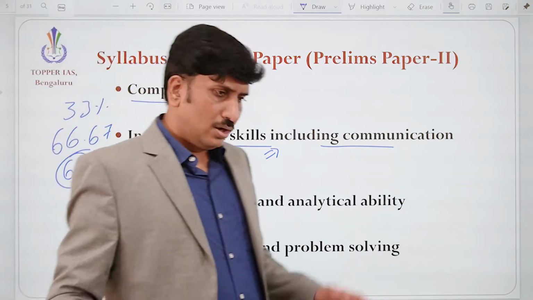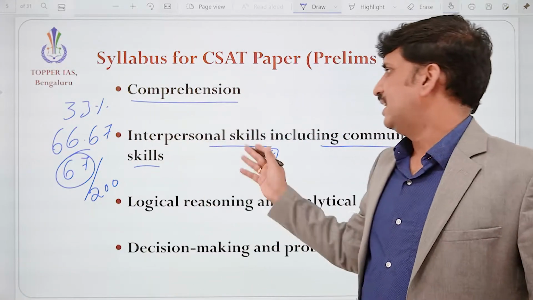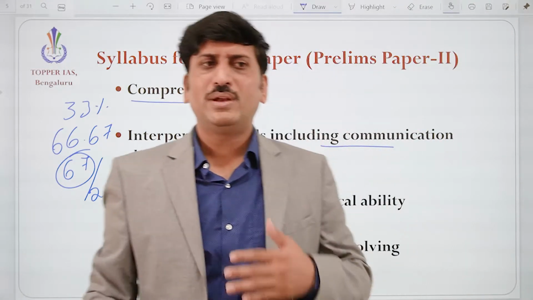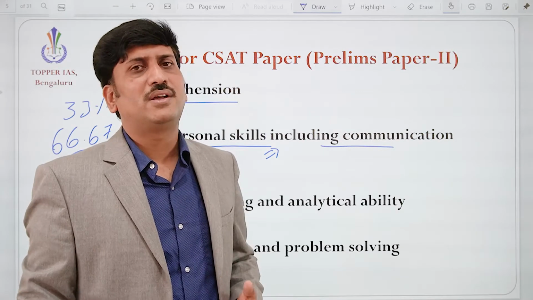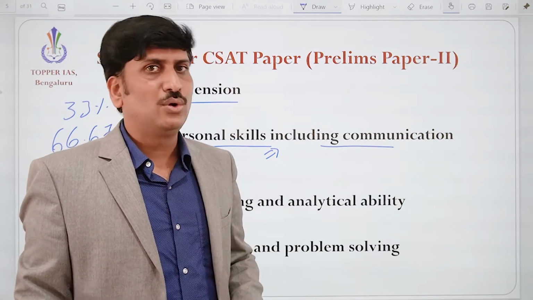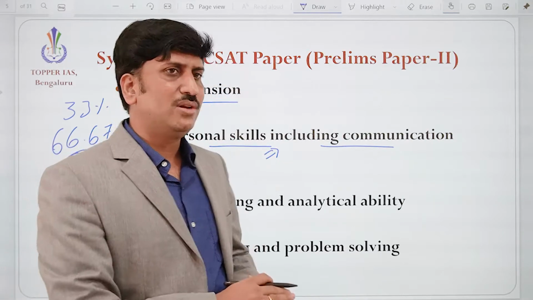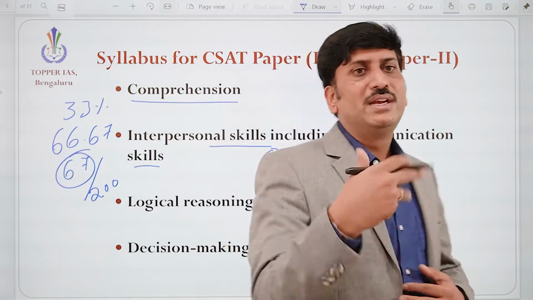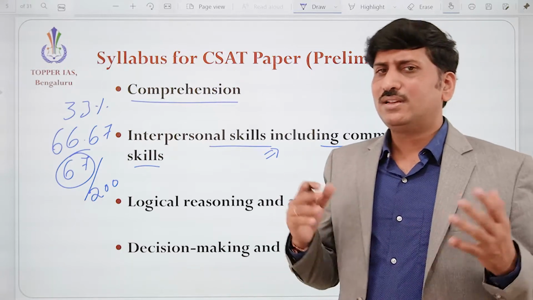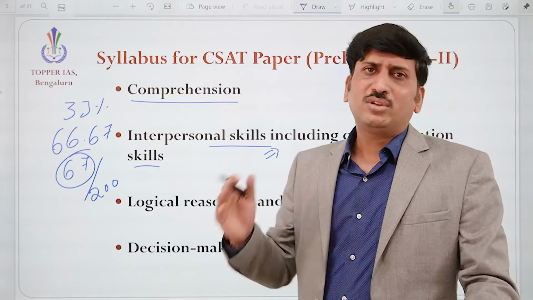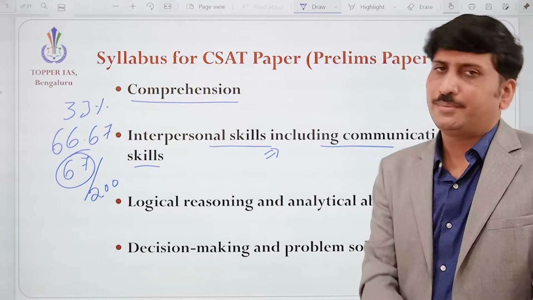Correct? Okay. And interpersonal skill, definitely. When we are responding to the other person in front of us, when we are talking to a person in front of us, we need to know his pulse. Based upon his action, based upon his mood, we need to respond. Correct? That is the good skill required for our administrator, so that we need to develop. So they may check them through some questions.